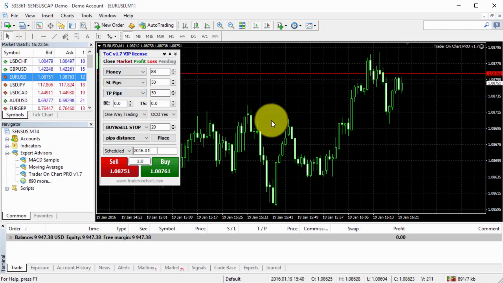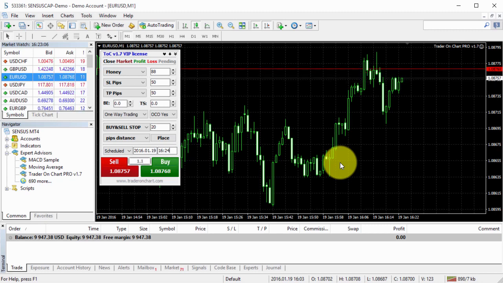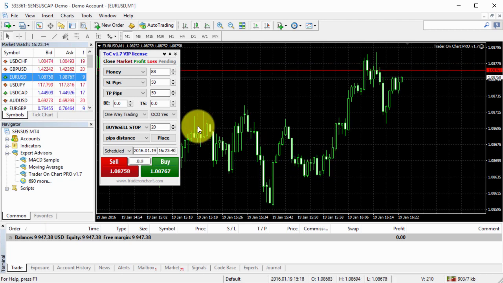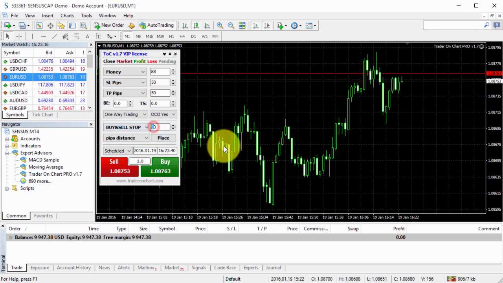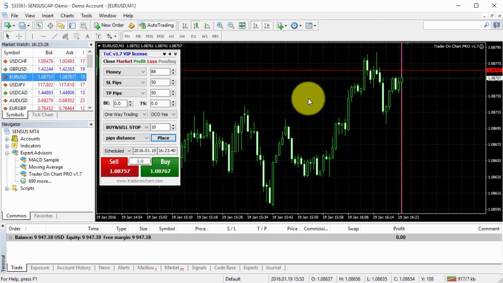So it's January 19, and it's 16:24. It actually works with seconds, so I can do 23 and, for example, 40. And then I can say, place my 2 pending orders 10 pips from the distance that will have. So I click place button, and it creates this horizontal line, purple line, and it means there's a scheduled order.